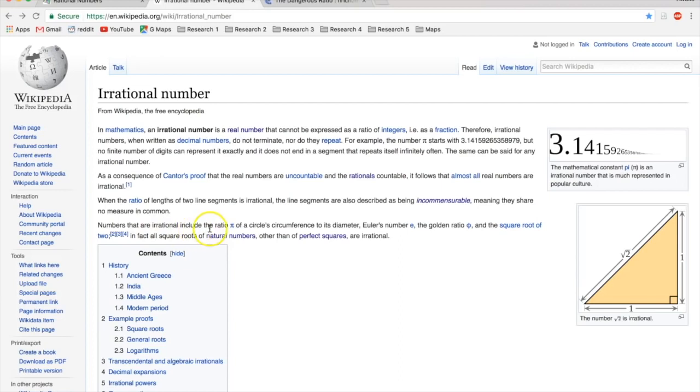Numbers that are irrational include the ratio pi of a circle's circumference to its diameter, Euler's number e, the golden ratio, and the square root of 2. In fact, all square roots of natural numbers, other than perfect squares, are irrational.